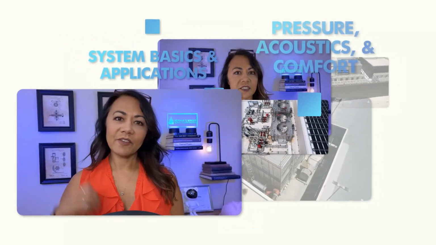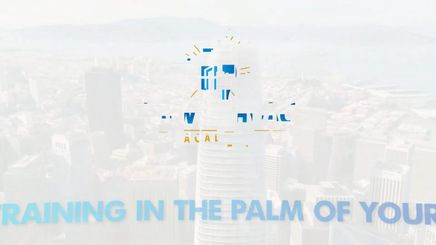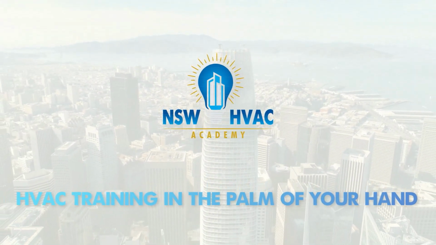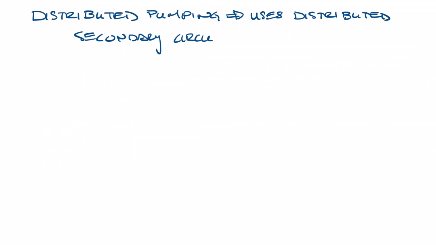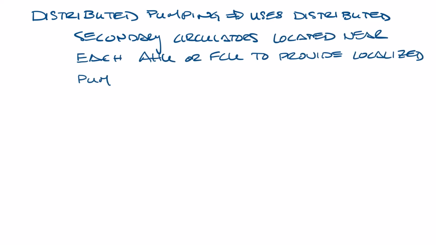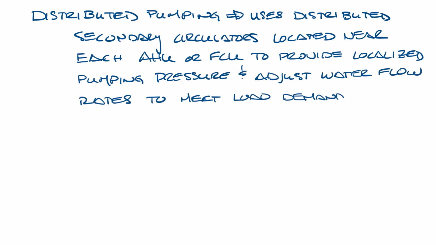A few weeks ago in my pumping systems video, I mentioned distributed pumping and I said I'd get back to it, so I want to talk about that today. So let's get started. Distributed pumping is a system that uses distributed secondary circulators located near each air handling unit or fan coil to provide localized pumping pressure and adjust water flow to meet load demands.